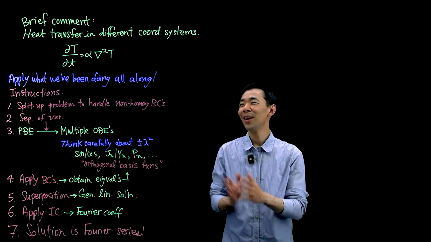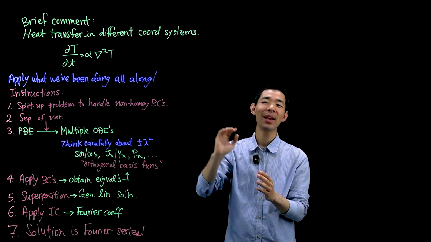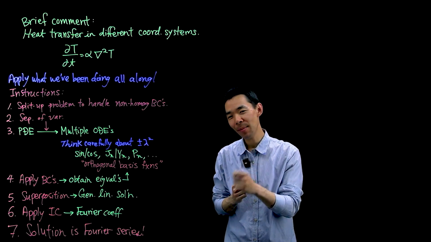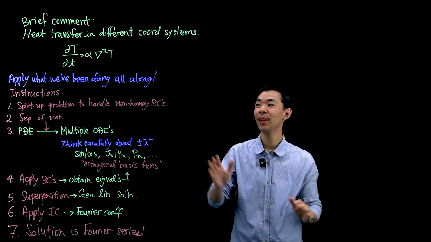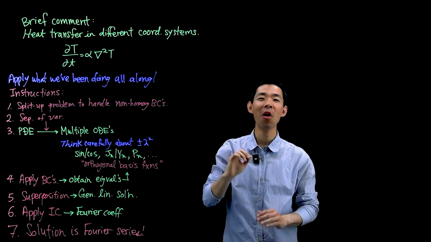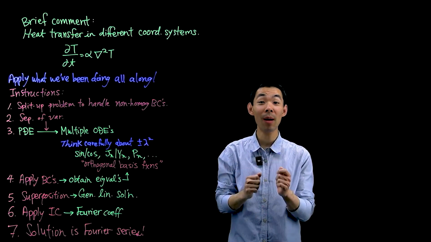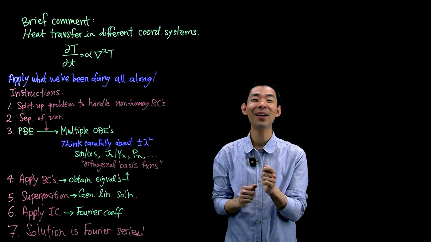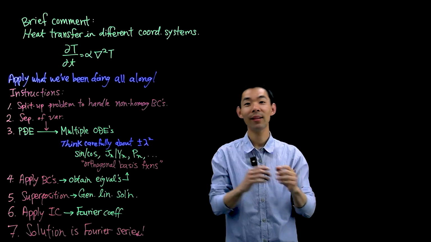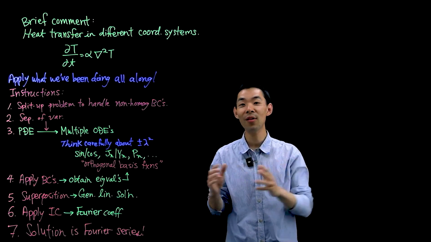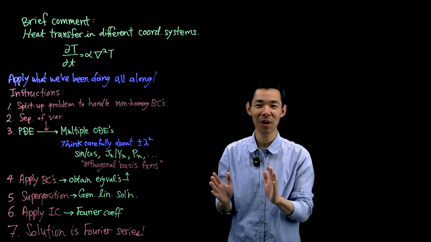I just wrote down a set of instructions on tackling these types of problems. And it turns out with different geometries or different coordinate systems, the overall procedure doesn't change at all. So you just apply what we've been doing all along for the last several lectures. First, you split up the problem if you identify a non-homogeneous boundary condition. In that case, you have to split apart the steady state, the transient part of the solution to remove the non-homogeneous boundary conditions onto the steady problem. Again, that's true for any geometry.